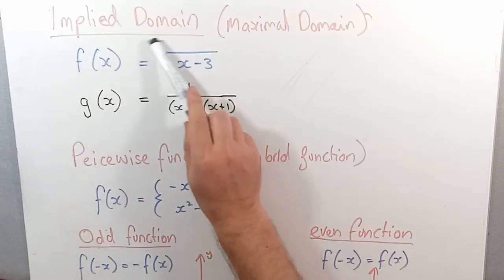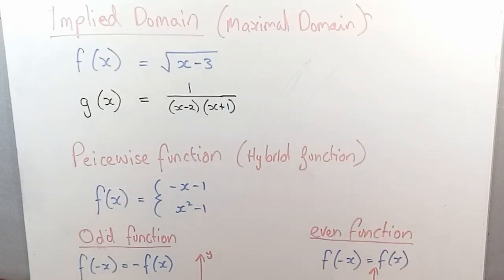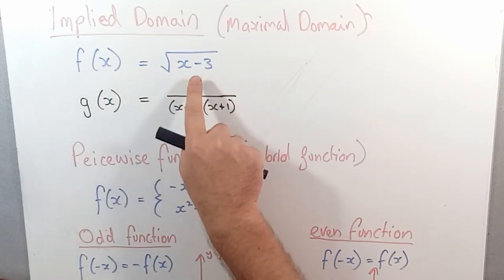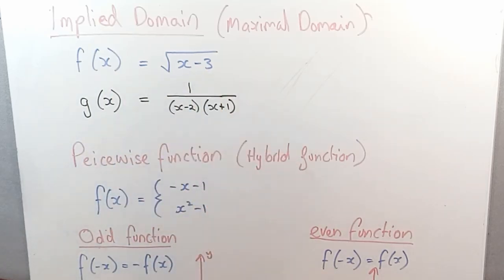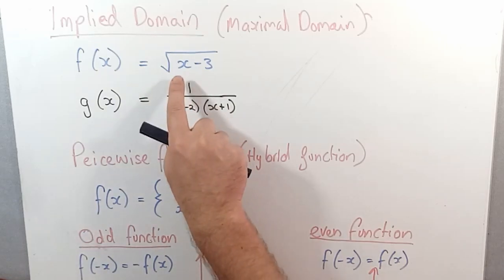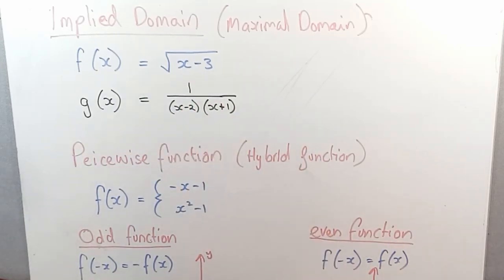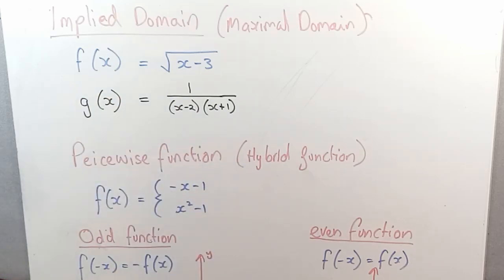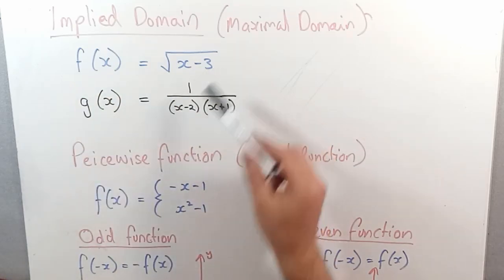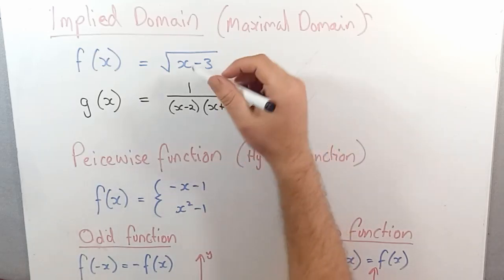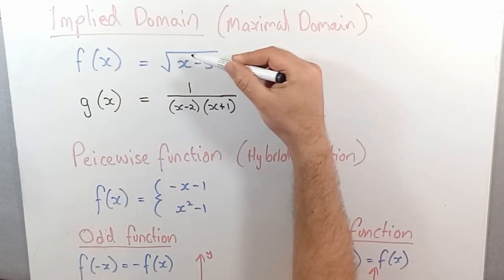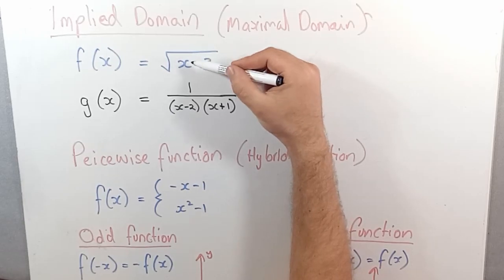Okay, implied domain, or the maximum domain. For this to be a function, f of x equals the square root of x minus 3. What is the maximum domain we can have, the largest domain that will still make this a valid function? We've got a square root sign, so we've got to remember that we can't square root negative numbers. We can square root 0, that's fine, but we can't square root negative numbers.